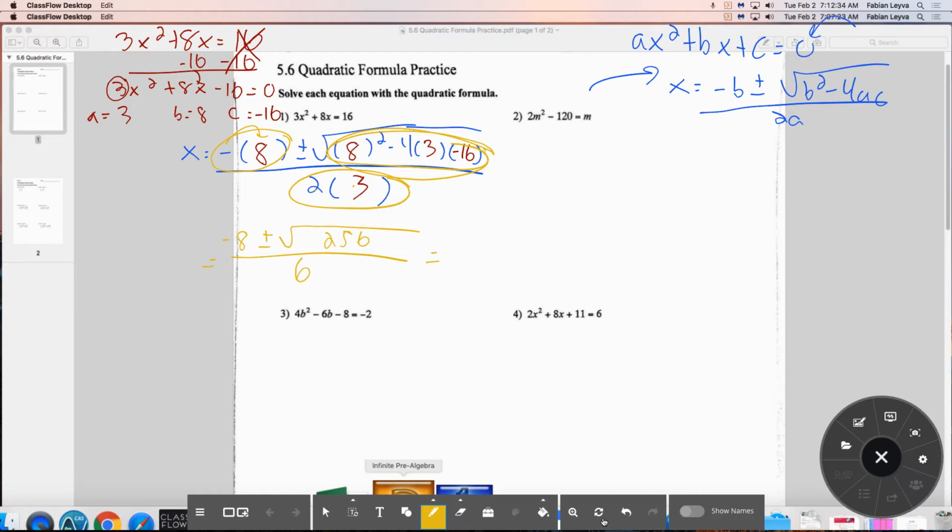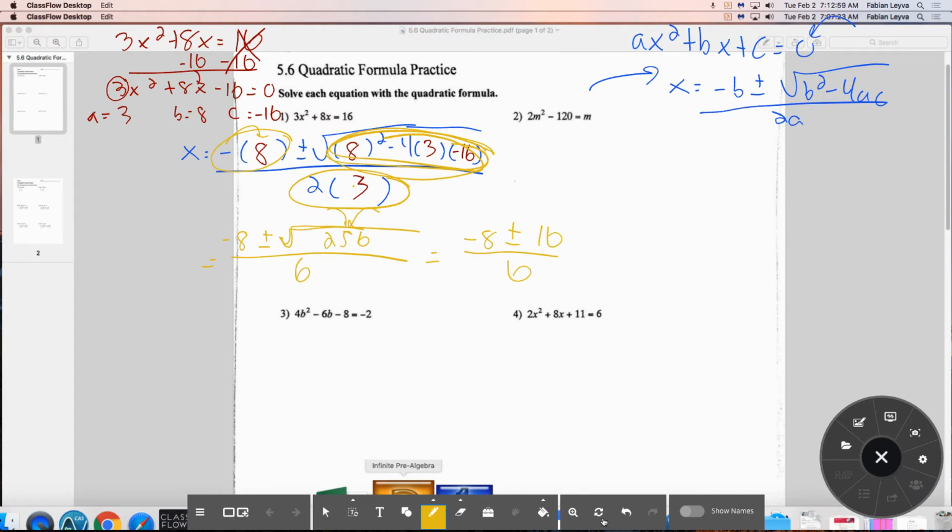Now that you've figured out what everything equals underneath the square root, you can see if it is a perfect square. Does there exist a number that times itself to equal 256? And the answer is yes, because the square root of 256 is 16. 16 times 16 is 256. So just to simplify that, actually taking the square root of it, I end up with negative 8 plus or minus a positive 16, because remember I took the square root of it, divided by 6.